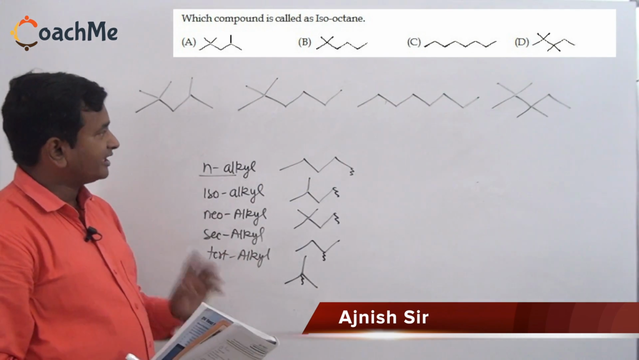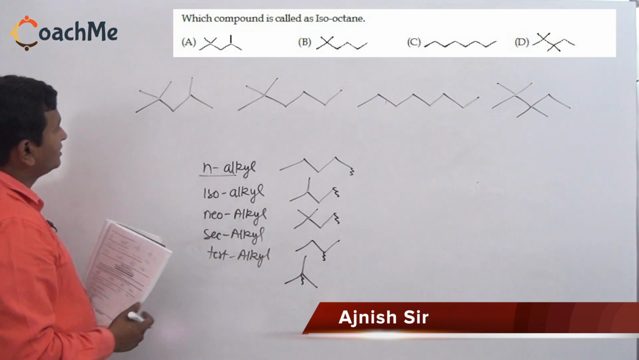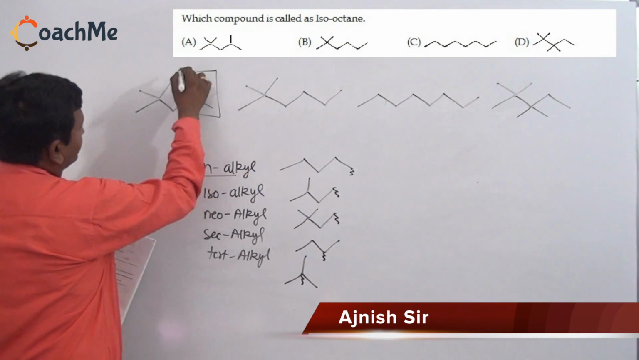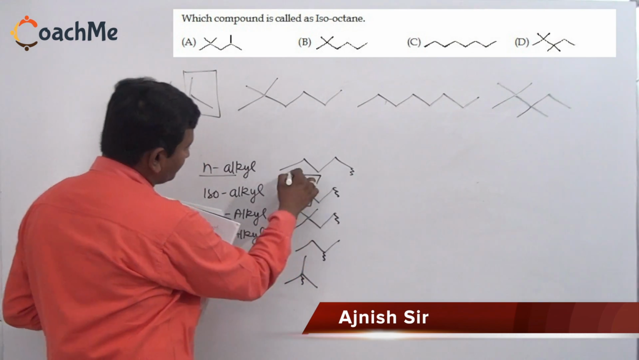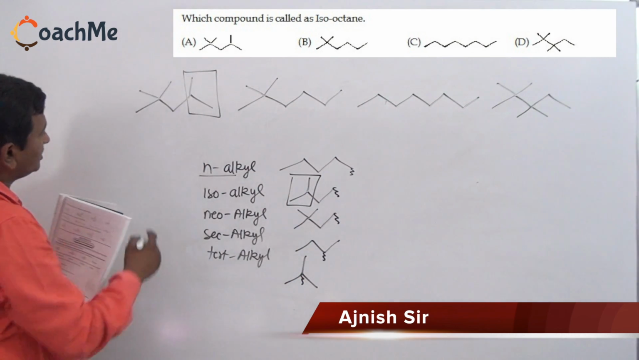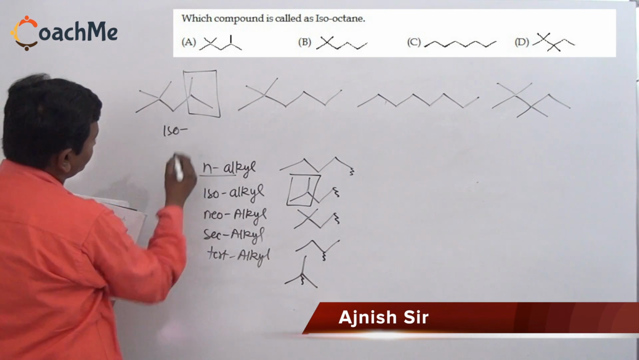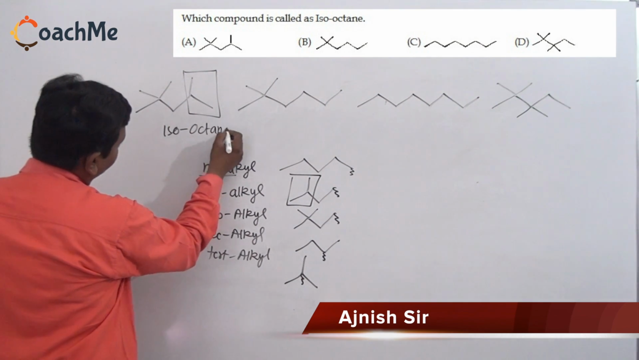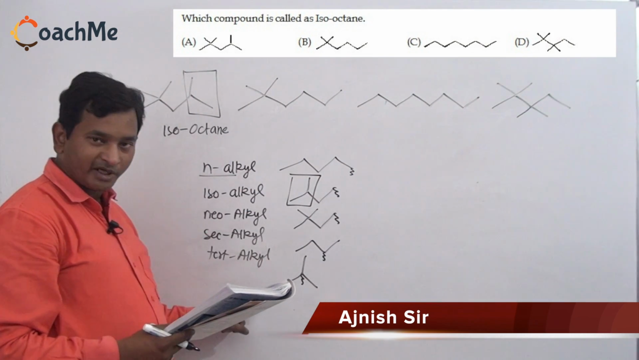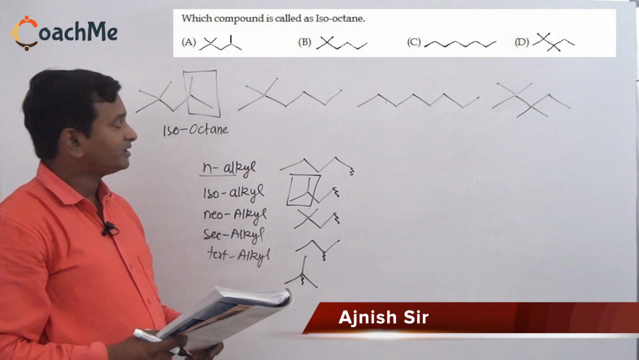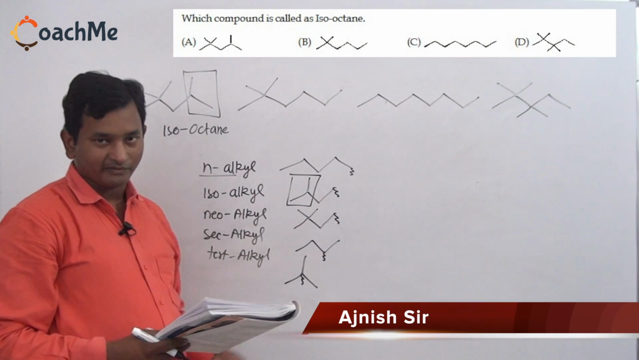So for iso, this particular position must be present. So this molecule is called isooctane. If hydrogen is removed, then it is called an alkyl part. If hydrogen is not removed, then it is simply called alkane.